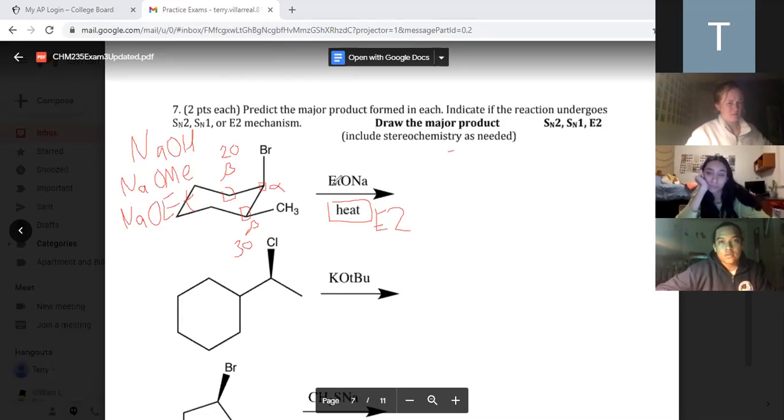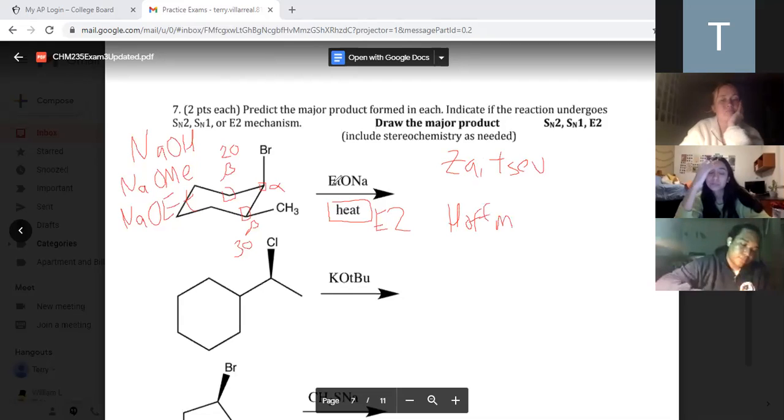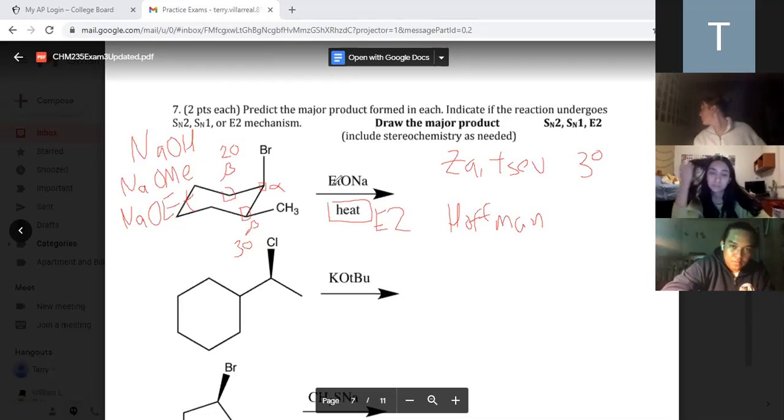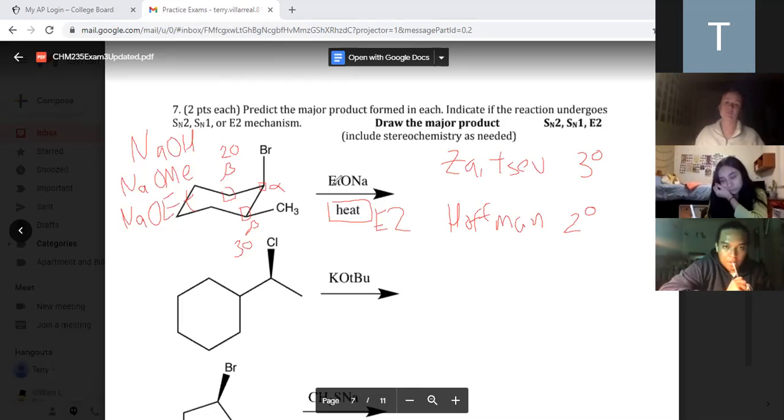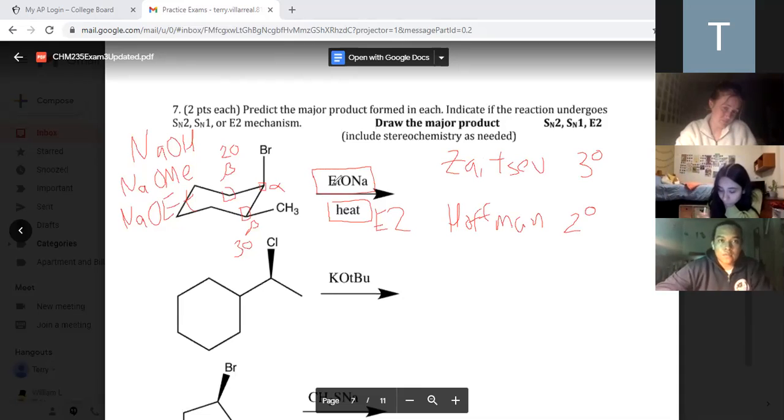Zaitsev? So there are two types. Zaitsev and Hofmann, right? Zaitsev will go after the more substituted one. So my base would attack the tertiary. Hofmann would go after the least substituted, the secondary. What tells me which way this reaction goes? Zaitsev or Hofmann, what reagent tells me? My base. My base is going to tell me whether it's going to form the Zaitsev product or the Hofmann product as the major product.